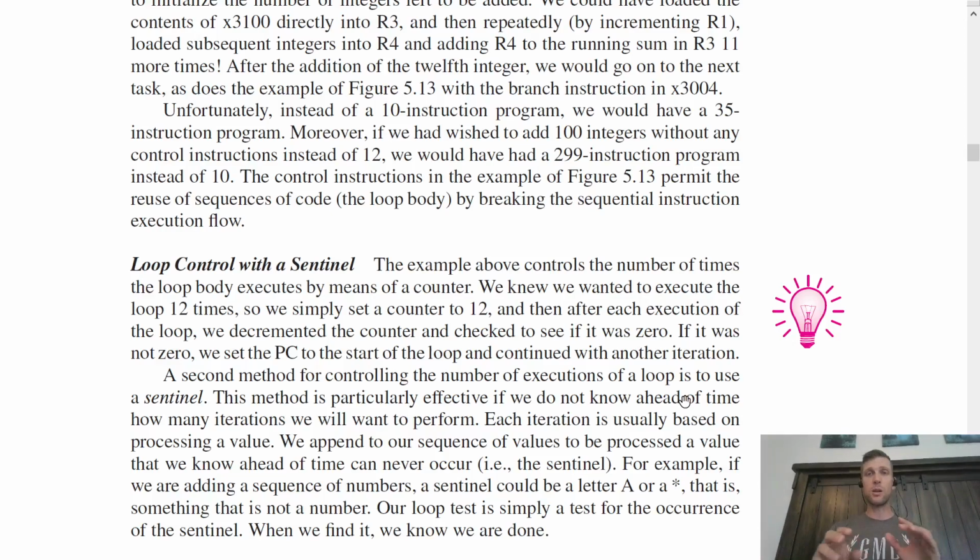You might imagine the loop control with a counter is similar to a for loop in many programming languages because by definition those loops have to know, or in most cases have to know, at the start exactly how many times they're going to iterate, whereas the loop control with a sentinel is similar to a while loop in many programming languages, which means that this loop is going to continue any number of times, and it only terminates when the while condition is suddenly false.